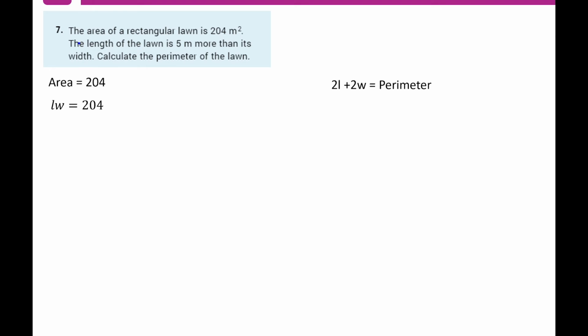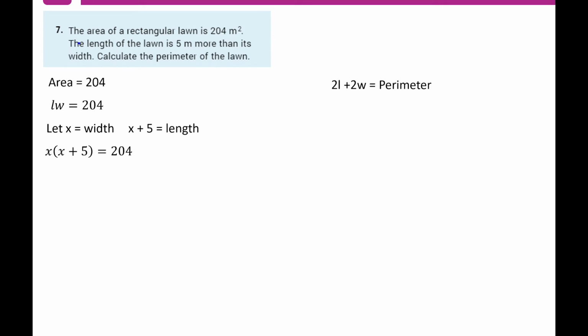Let's look at what we're told. Let's call x the width. And we're told that the length of the lawn is 5 metres more than the width. That means your length is equal to x plus 5. Substituting this into our formula for the area gives us x times x plus 5 equals 204.